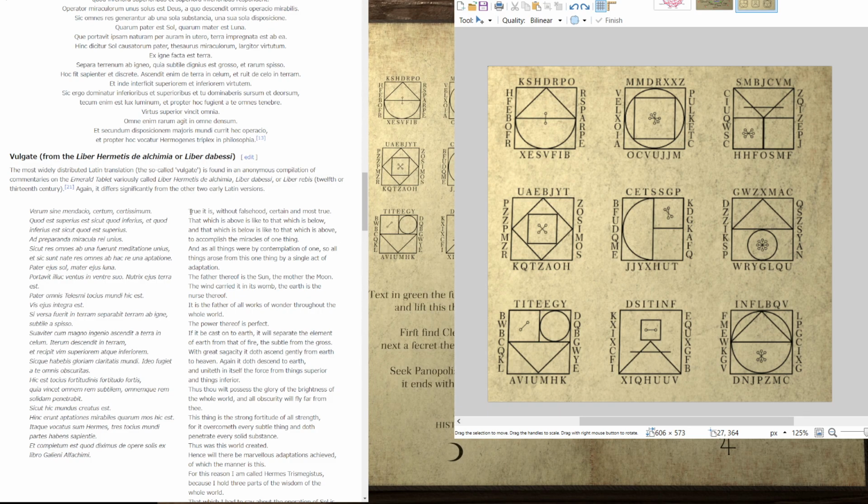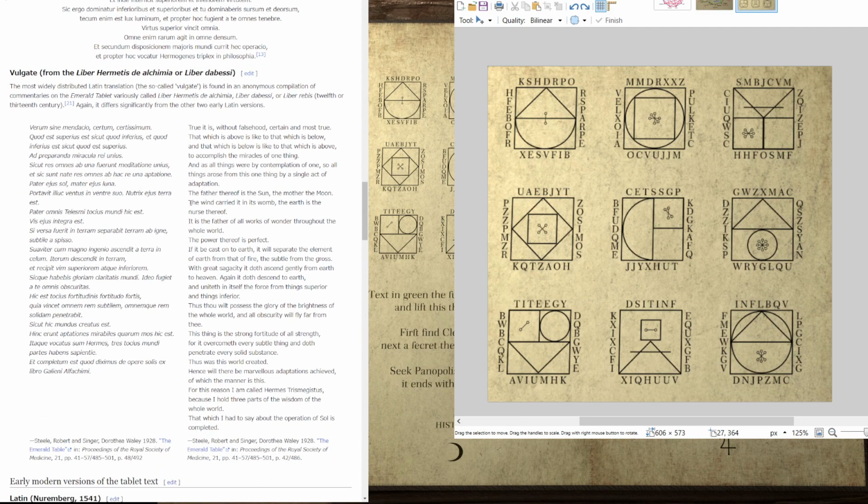Well, let's read the text. I guess maybe you want me to read the text. So this translation reads, that true it is, without fault, so certain and most true. That which is above is like that which is below, and that which is below is like that which is above, to accomplish the miracles of one thing. And as all things were by contemplation of one, so all things arose from this one thing by a single act of adaptation.